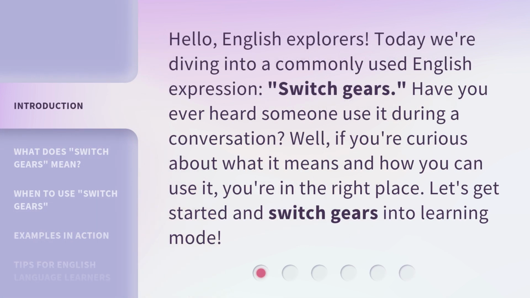Hello, English explorers. Today we're diving into a commonly used English expression, switch gears. Have you ever heard someone use it during a conversation? Well, if you're curious about what it means and how you can use it, you're in the right place. Let's get started and switch gears into learning mode.